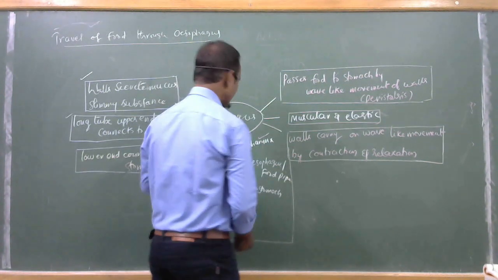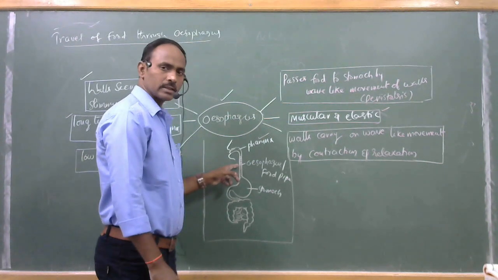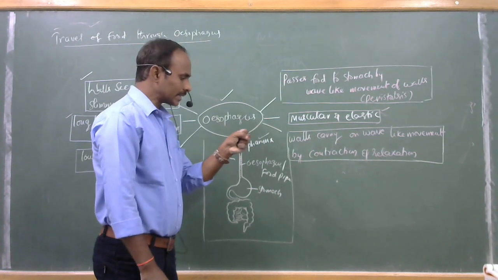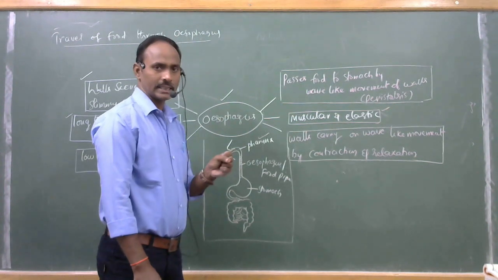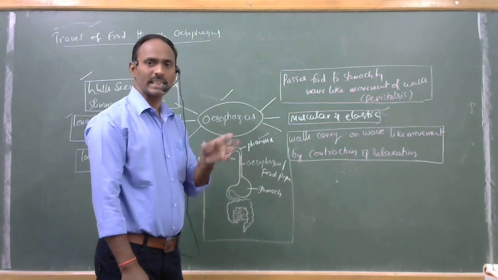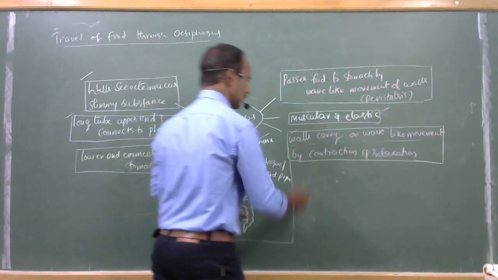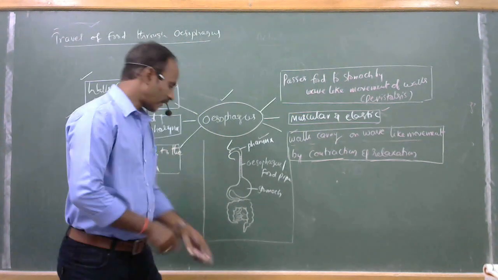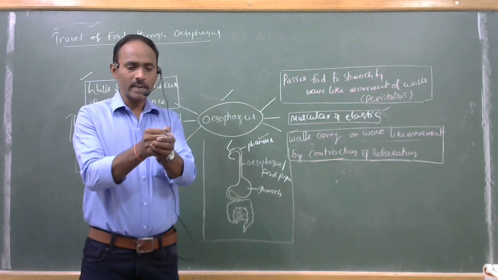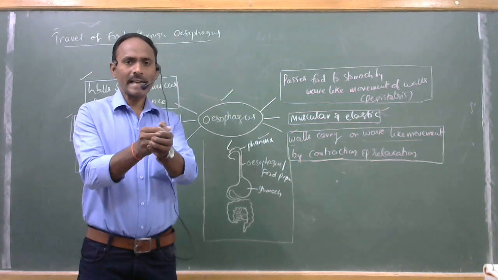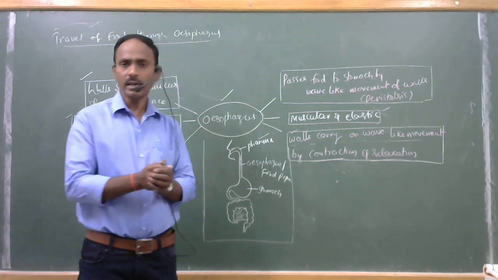And next, the esophagus is muscular and elastic. It is completely made up of muscles. When the food material is taken, the elasticity of the esophagus gradually increases. Elastic means it has contraction and relaxation abilities. The walls carry on the wave-like movement by contractions and relaxations. For example, when food is taken, the diameter of the esophagus gradually increases, with contractions and relaxations. This kind of movement is completely carried out by the muscles and the elastic nature of the esophagus.